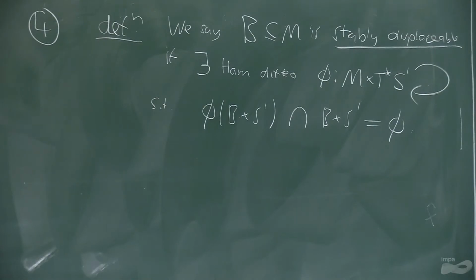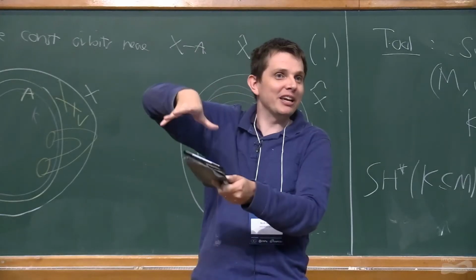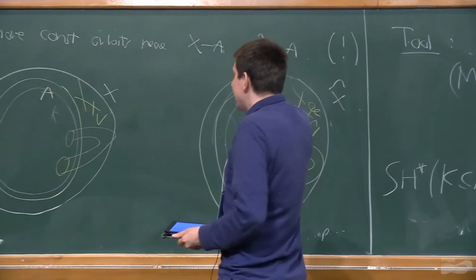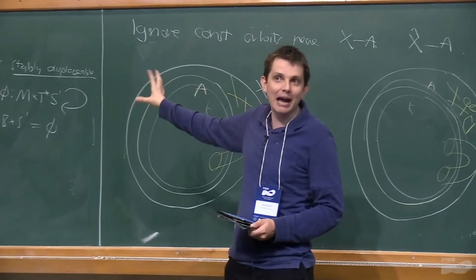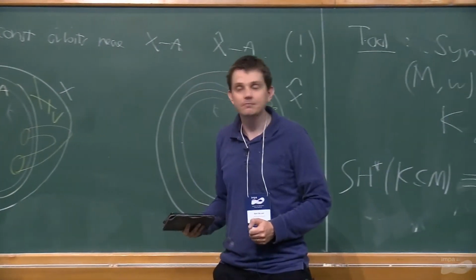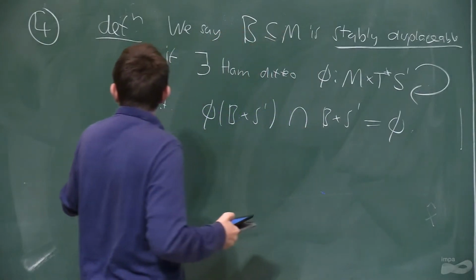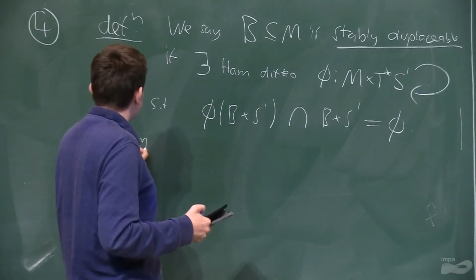So B may not even be topologically displaceable, but once I cross with S1, it's definitely topologically displaceable, because I can just grow S1 or shrink it, and it will be displaced off itself. However, it may not be displaceable in the Hamiltonian sense. So maybe I should write down an example here before I write down the axiom.